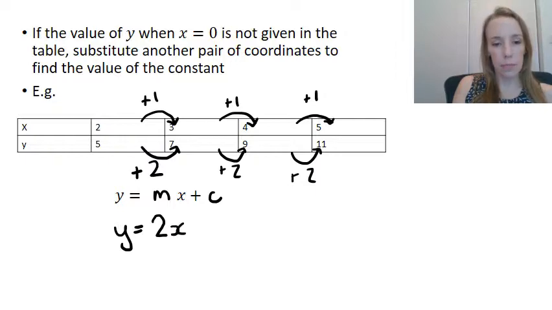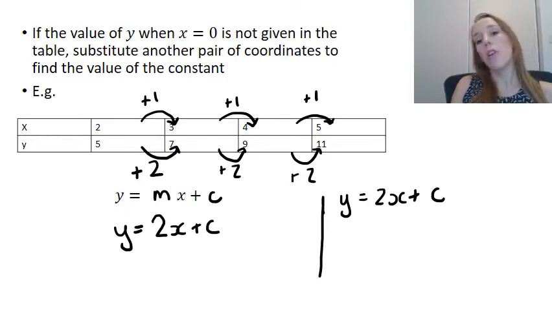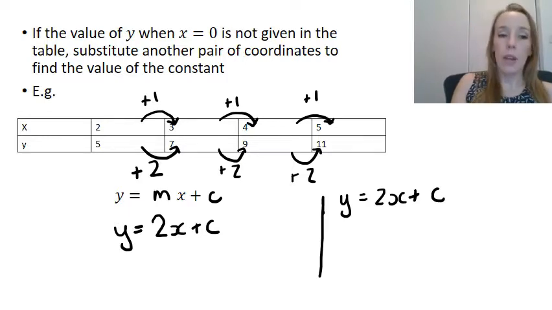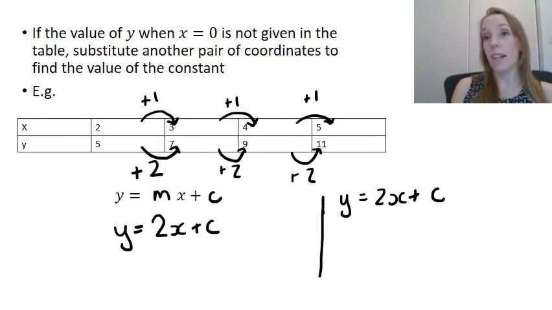So 2x plus c. c is the constant when x equals 0. If we're not sure what c is, because we're not given an x equals 0 value on the table, we're just going to substitute in another pair of coordinates to find the value. So what does that mean? Well, we know our formula is y equals 2x plus c, so we need to find out what c is. And we can substitute in values for y and x according to this table.